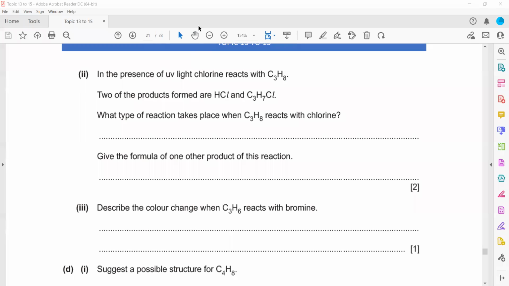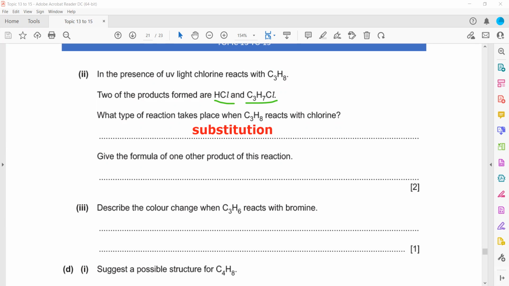In the presence of ultraviolet light, C3H8 will react with chlorine to give HCl and C3H7Cl. What type of reaction occurs with chlorine? Whenever an alkane reacts with chlorine, the reaction is known as a substitution reaction. Give the formula of one other product of this reaction. So C3H8 is reacting with chlorine, so it will produce C3H7Cl plus HCl. That is one.